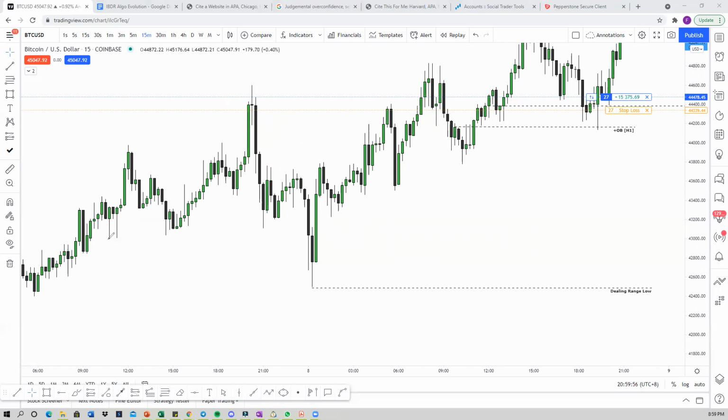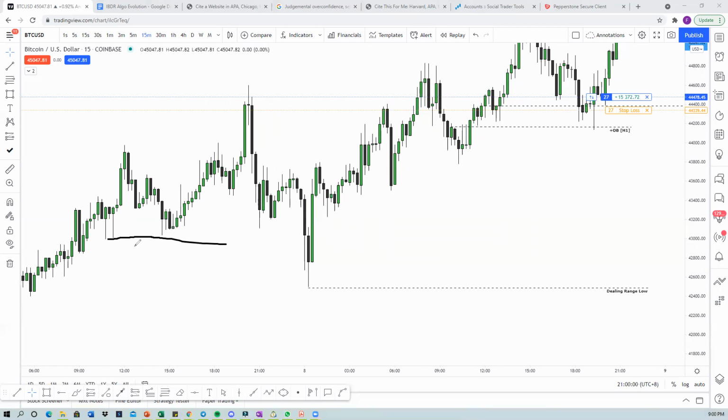You have equal lows here, relative equal lows rather, over here. Okay, you have relative equal lows, and then you have relative equal lows here as well.